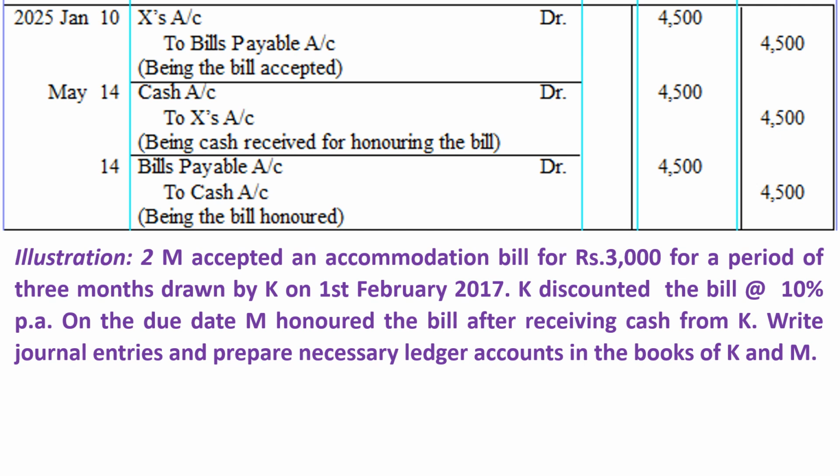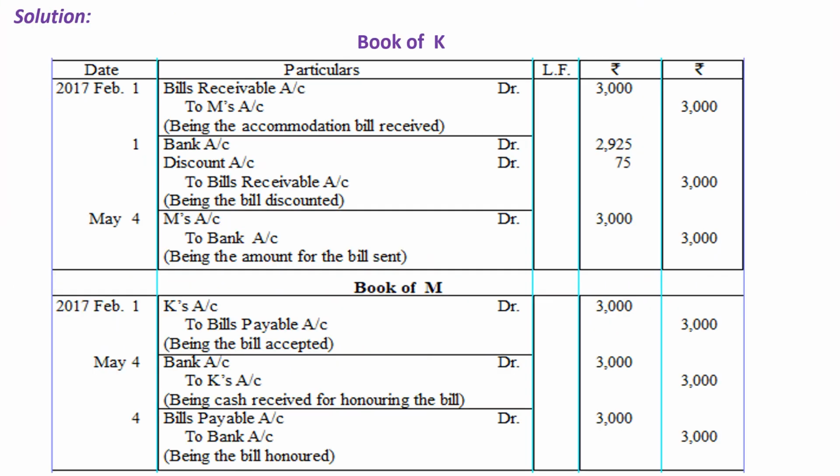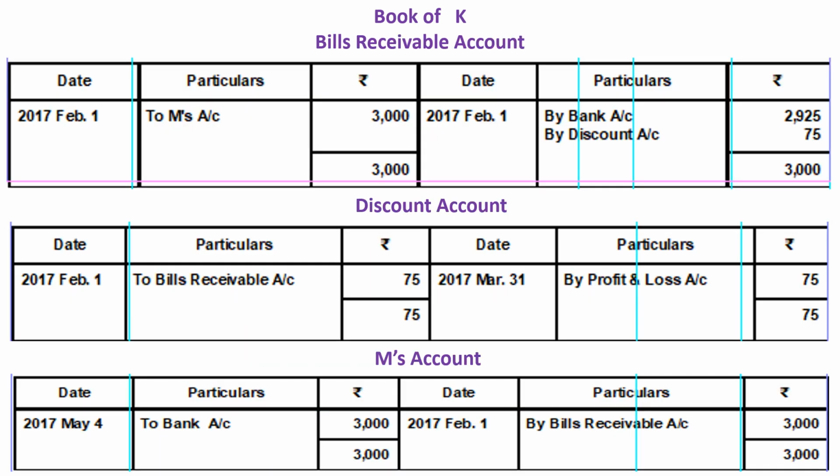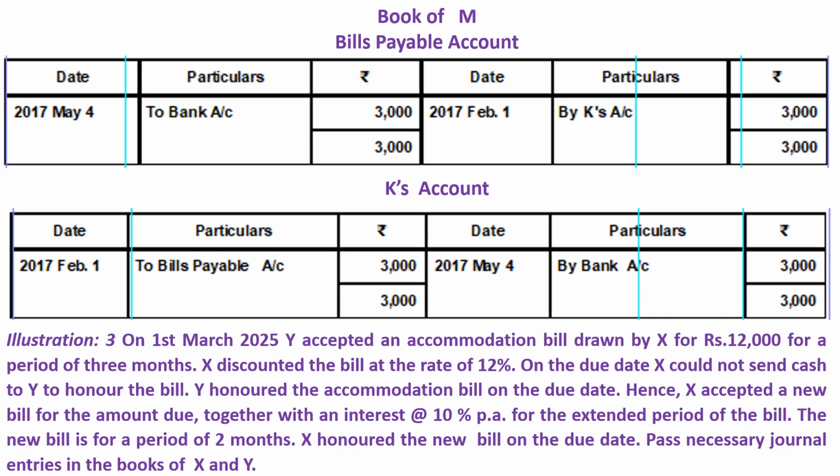Illustration 2. M accepted an accommodation bill for 3,000 rupees for a period of 3 months drawn by K on the 1st of February 2017. K discounted the bill at 10% P.A. On the due date, M honored the bill after receiving cash from K. Write journal entries and prepare necessary ledger accounts in the books of K and M. Solution. The journal entries are presented here. Ledger accounts are presented here.